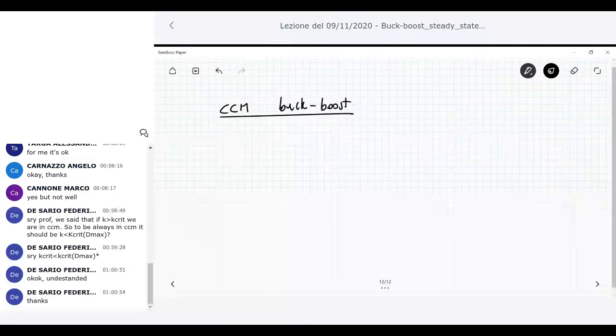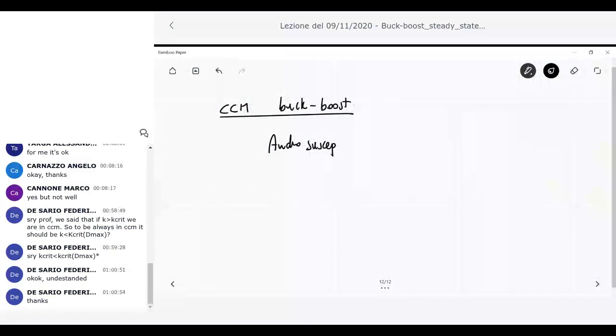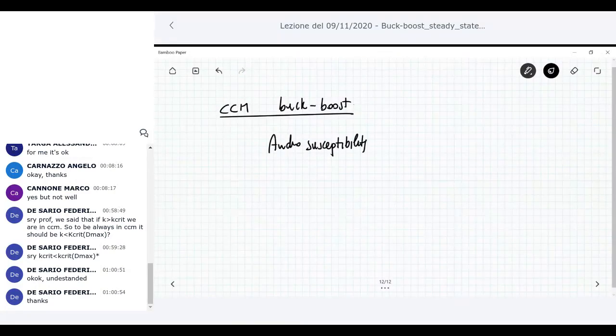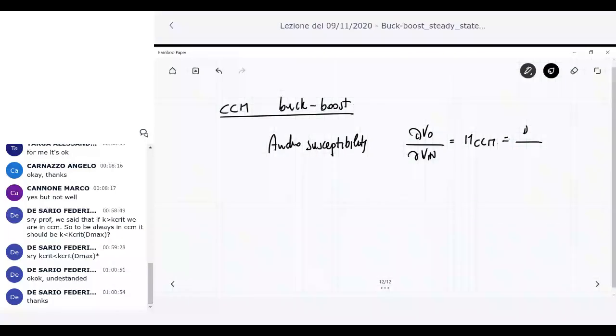I hope that this helps you. So, another classical parameter is the audio susceptibility. Audio susceptibility is the derivative of the output voltage with respect to the small variation of the input voltage. And this is always the conversion ratio. This happens for all the converters. Always, the audio susceptibility is the conversion ratio. In this case, it is D divided by D minus 1.